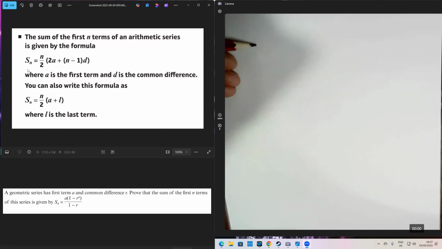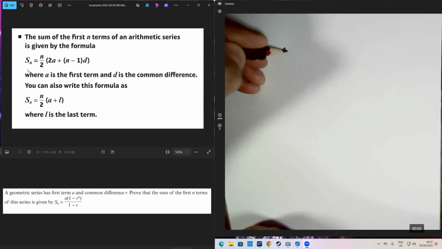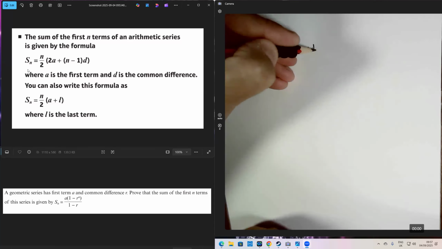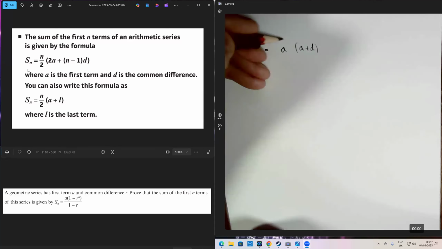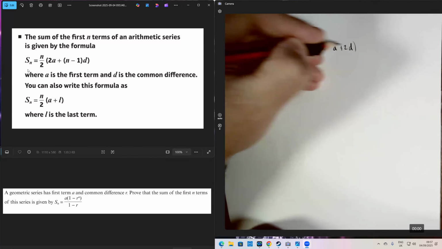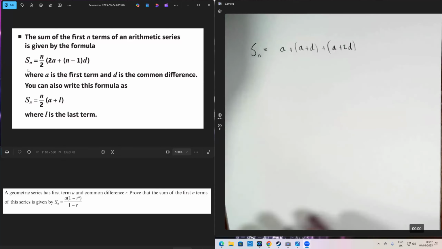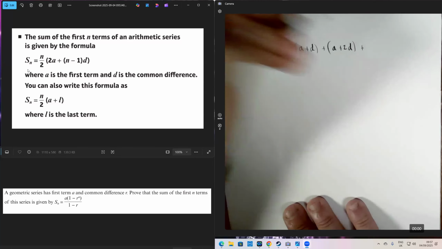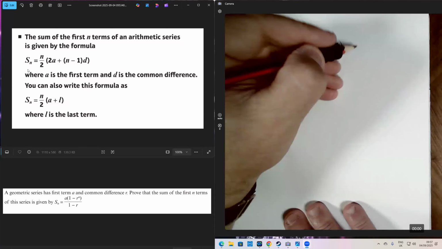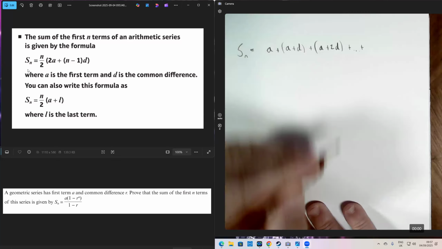We're going to start off by writing down an arithmetic series. Sn is equal to a, the first term. The second term is a plus d, which is the common difference. Then the next term is a plus 2d, a plus 2 lots of the common difference. And then we carry on like that, adding more and more terms. So the next one would be a plus 3d and so on. I'll just put some dots in the middle to show that we're approaching the other end of the sequence.